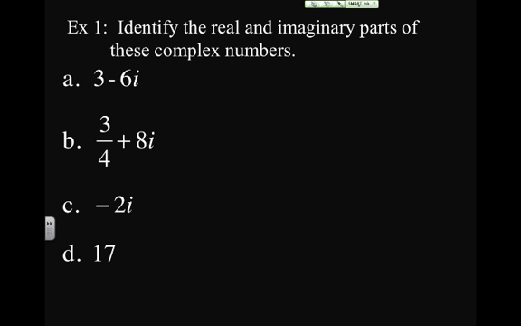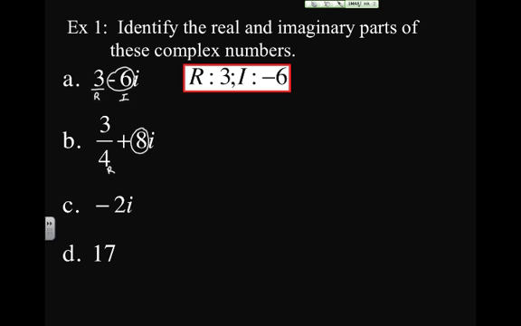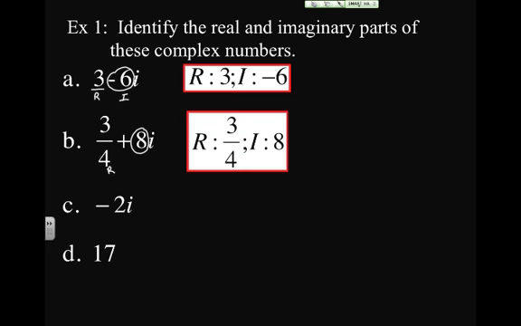So looking at some of these, we're supposed to identify the real and imaginary parts of these complex numbers. If we look at A, we can see the real part is 3. And then the imaginary part is the stuff in front of the i, and that is the -6. So we see the real part is 3, and the imaginary part is -6. For part B, again, the real part is 3/4. The imaginary part is the stuff in front of the i, and in this case that is a +8.